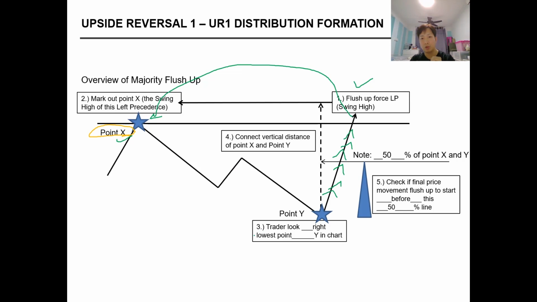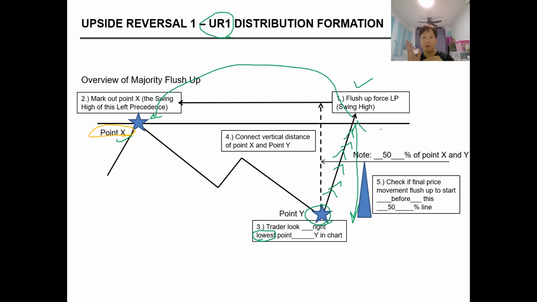Third step, trader will look right. You look right for the lowest point in the UR1 structure. In the UR1 structure, you always look right. Even for DR1, you always look right. For UR1, you are looking right for the lowest point, and you mark this lowest point in the chart as point Y. And imagine there's a vertical distance between X and Y.